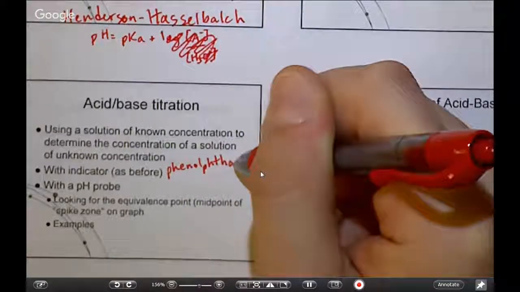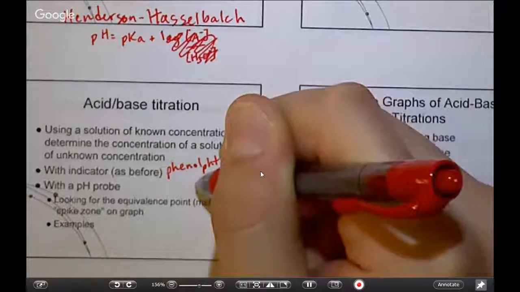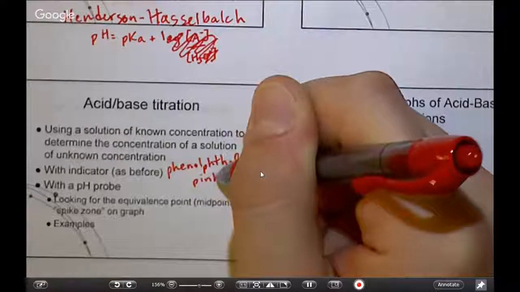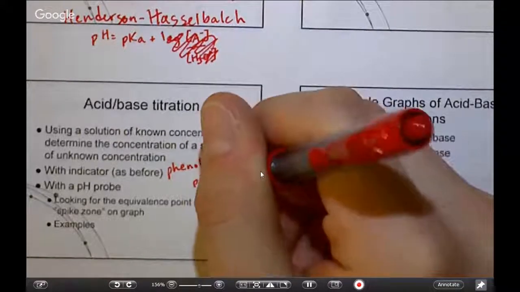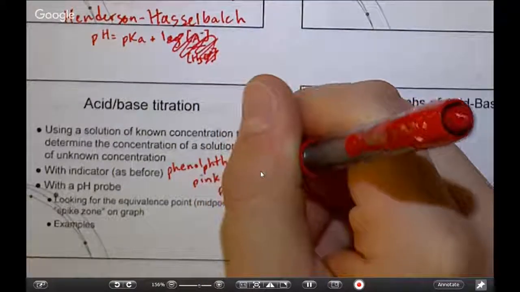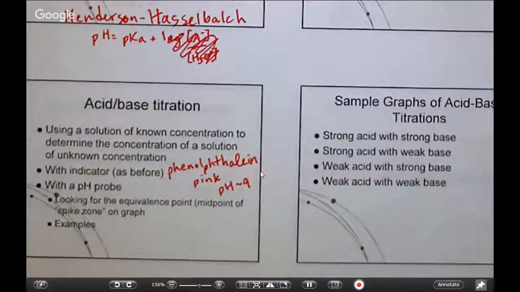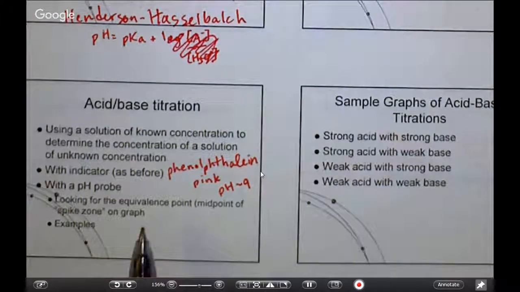phenolphthalein, which changes pink or magenta when it's basic, and the pH for that has to be, I believe, around 9 for that to take place. So that's one way that we could do titration, using an indicator. Another way is with a pH probe. And by doing this with a pH probe, what we end up looking for is the equivalence point, which I will define in a moment.